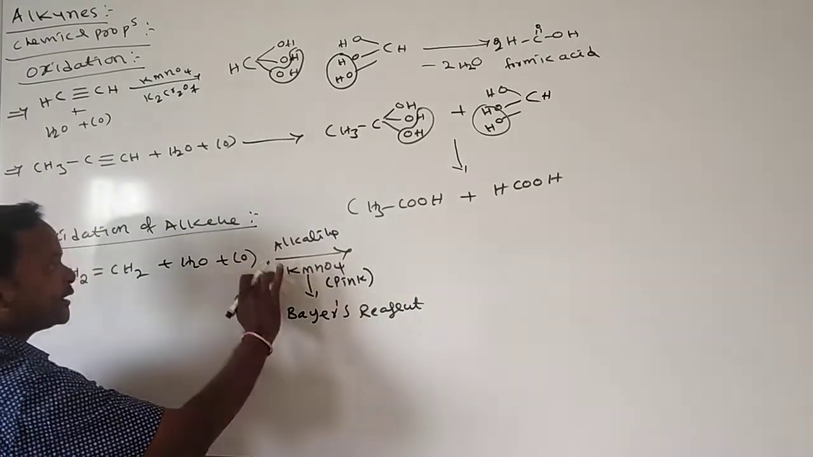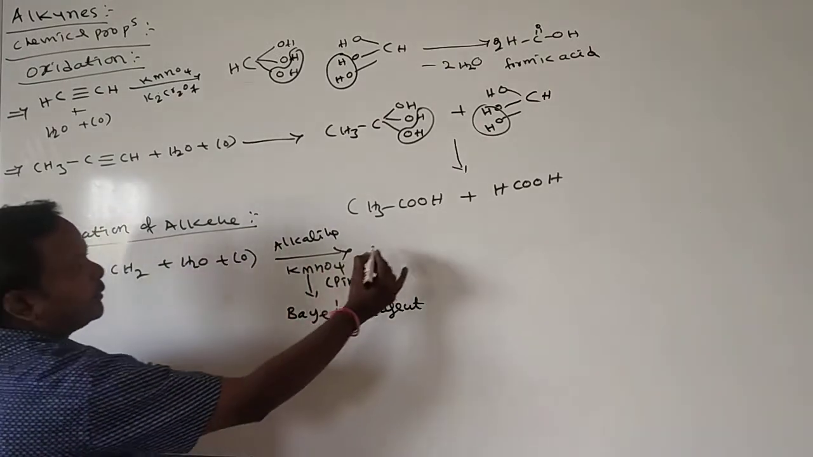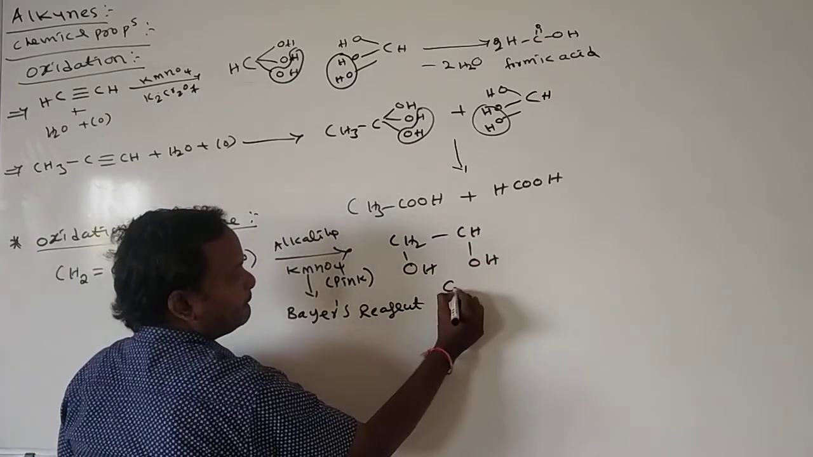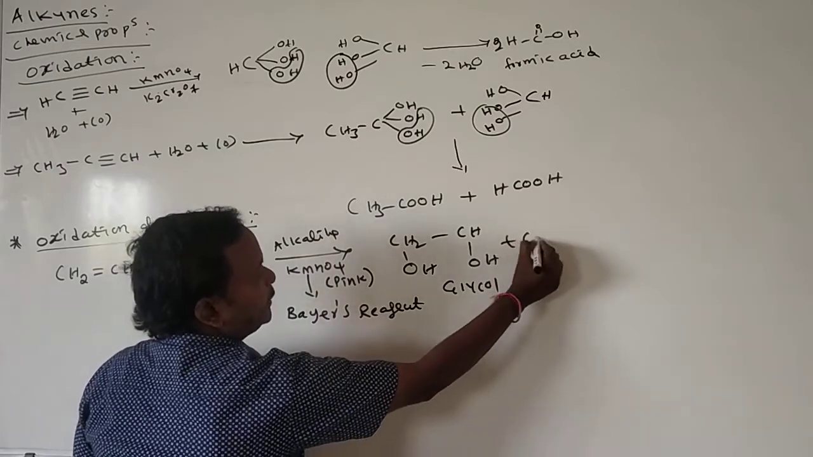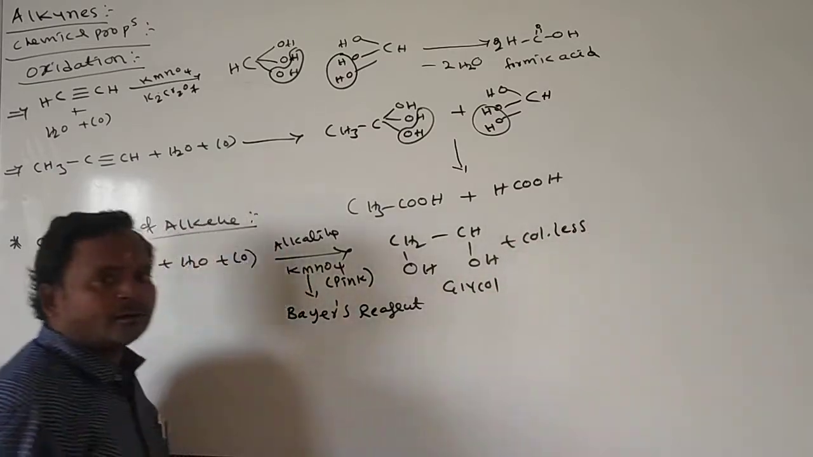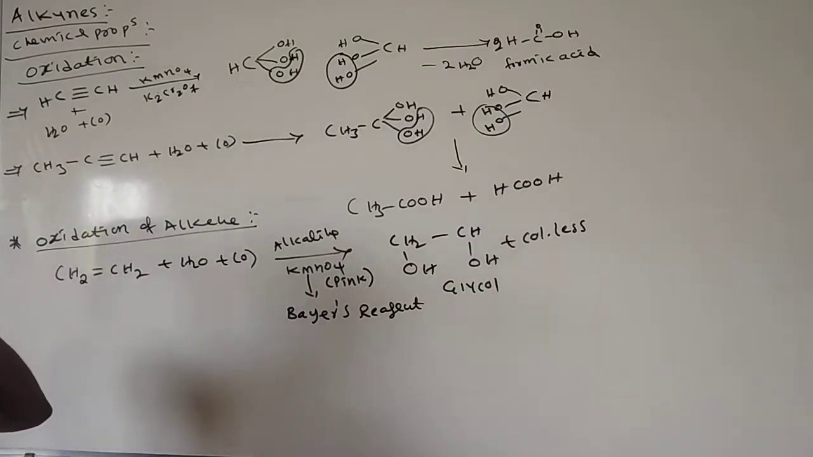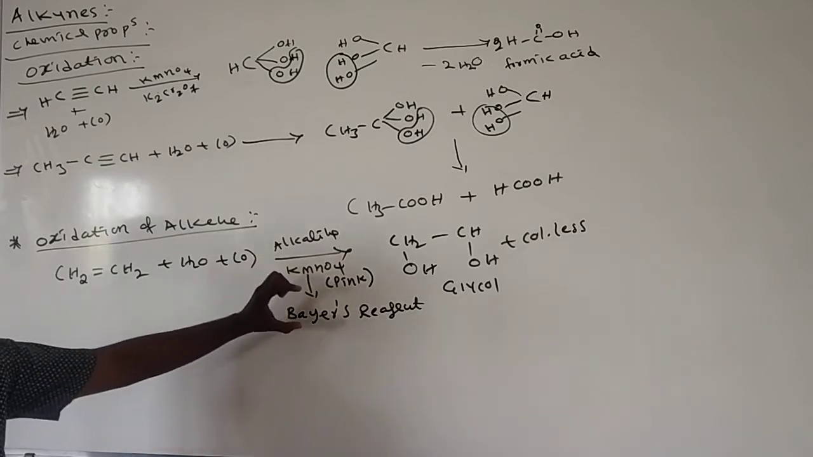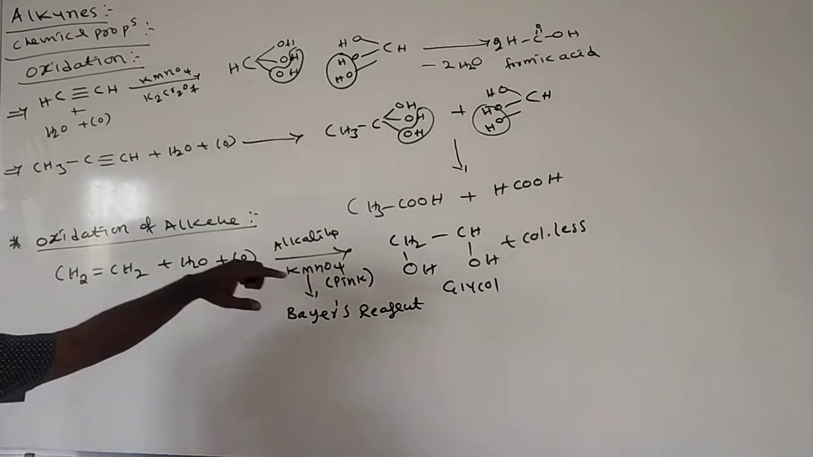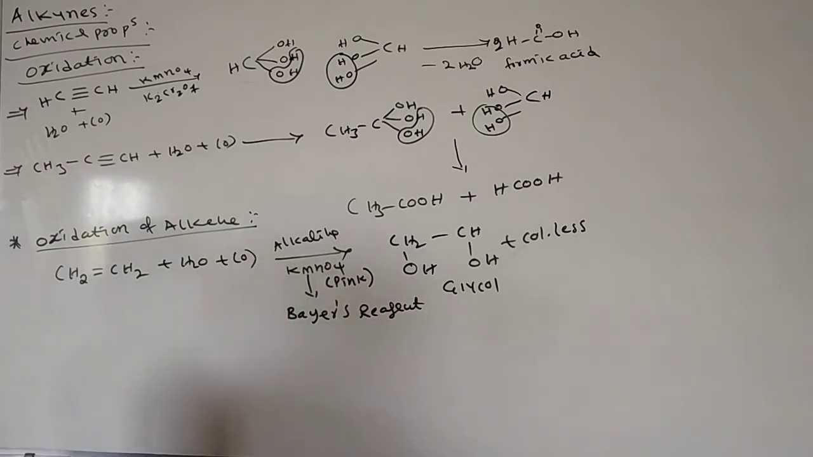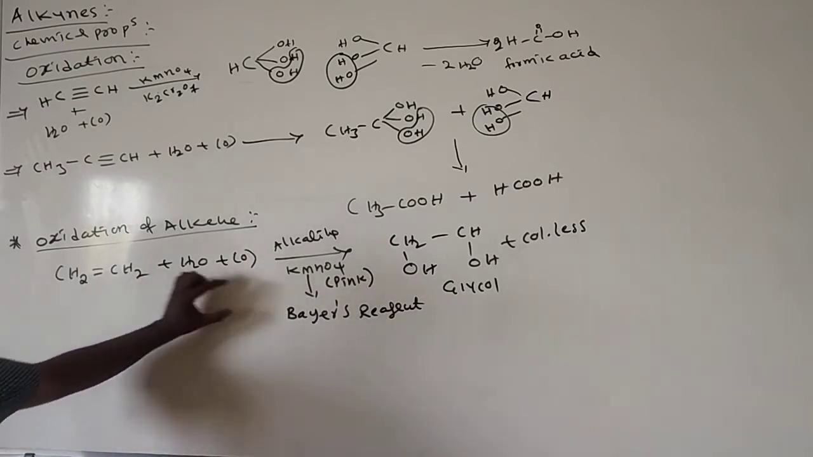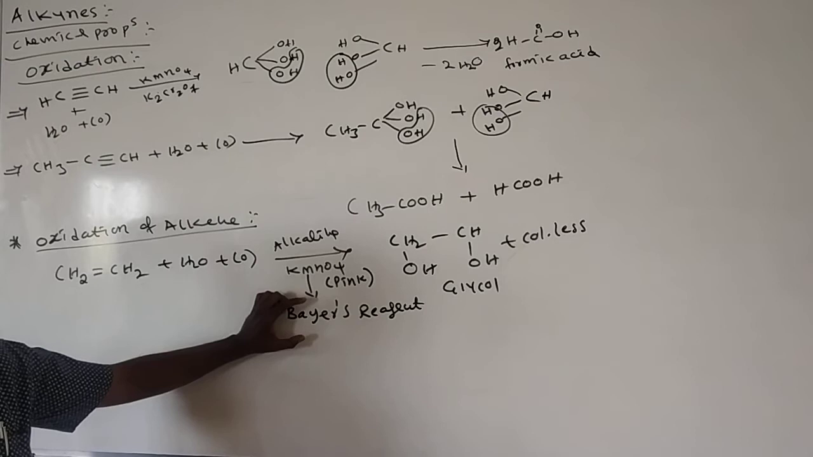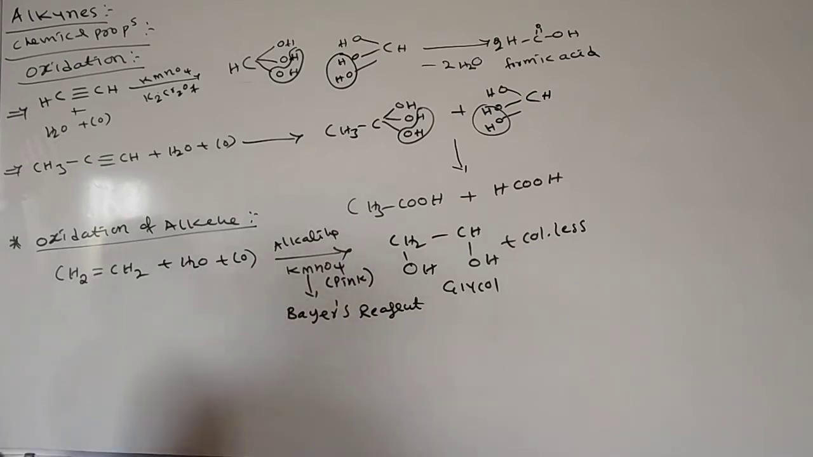When you add this pink alkaline solution to an alkene, it converts into glycol and a colorless solution. What does it indicate? Baeyer's reagent is pink in the reactants and colorless in the products. The alkene disappears the pink color of Baeyer's reagent.